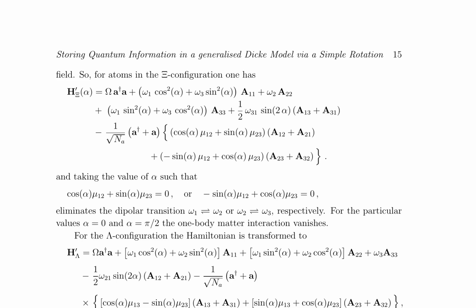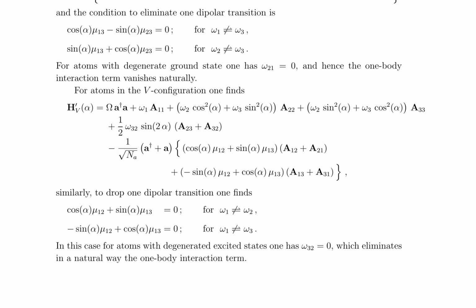In the generalized Dicke model, storing quantum information relies on a Hamiltonian that incorporates atoms in the Xi configuration. This Hamiltonian consists of multiple terms, including one body-matter interaction and dipolar transitions. To adapt this framework to the Lambda and V configurations, transformations are applied, which eliminate specific dipolar transitions under certain conditions. A key parameter, alpha, plays a crucial role in these transformations, enabling the elimination of particular transitions and simplifying the Hamiltonian. Notably, in specific configurations, such as atoms with degenerate ground states, one-body interaction terms are naturally eliminated.